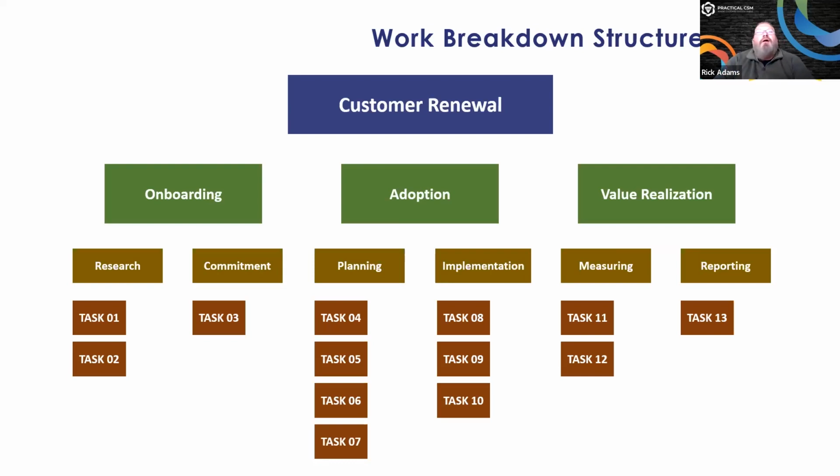Here's an example of using the work breakdown structure as a customer success manager in your own job. So the job is to get customer renewals. You've got onboarding, adoption, and value realization to be done as the major phases. And within the onboarding phase, we're going to create a couple of deliverables of research and commitment. And then within those, we'll create various tasks of researching the customer, getting their commitment. Then we'll move through to the adoption phase, and then we've got planning and implementation to do. Within planning, we've got a set of tasks, and implementation, which we're doing now, a set of tasks, and then value realization with measurement and reporting.